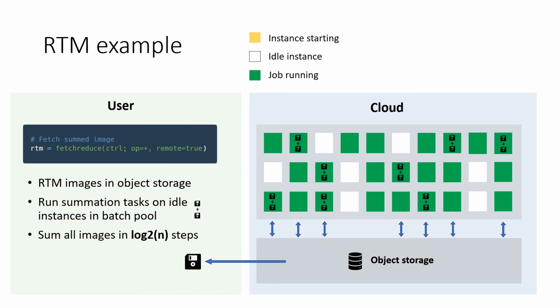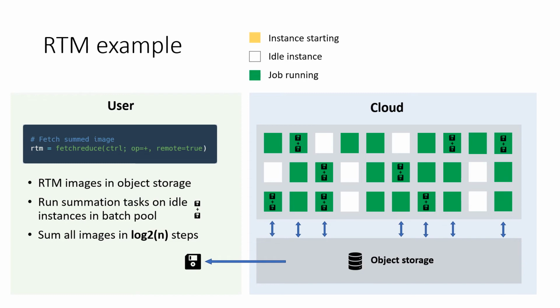Upon termination, each batch task writes its output image to the object store. As cloud batch computing does not support all-to-all communication, this functionality is provided by Redwood. Redwood provides a fetch-reduce function that applies a specified operation, such as a summation, to the output of the batch job. So in this example, this corresponds to the summation of all RTM images into a single image.